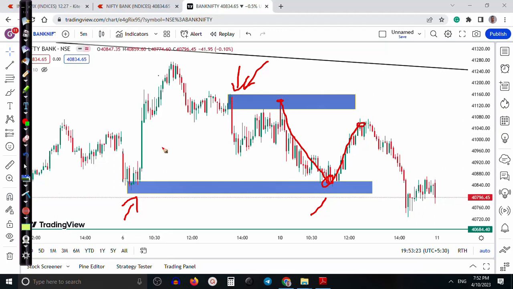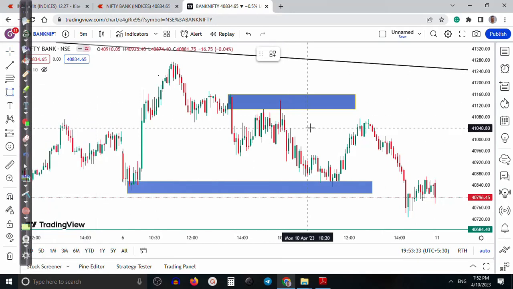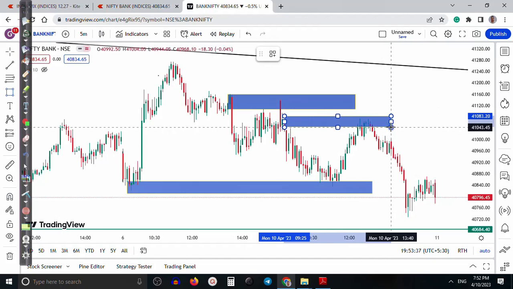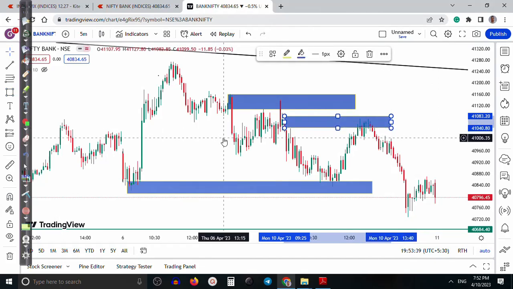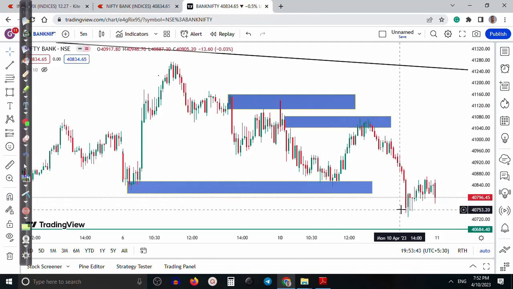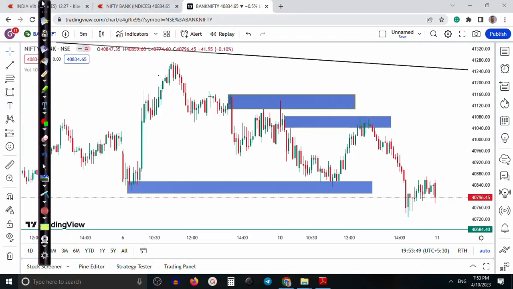So again, another supply zone. Let me show you, just a minute. Okay, next here I can see this is another supply zone. Price goes near the supply zone and again price drops near this level. All right, so let me show you in a small time frame first. Let me draw some circles.